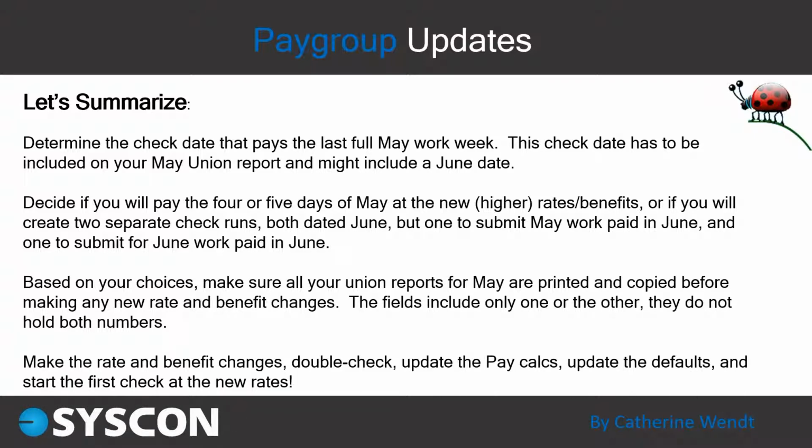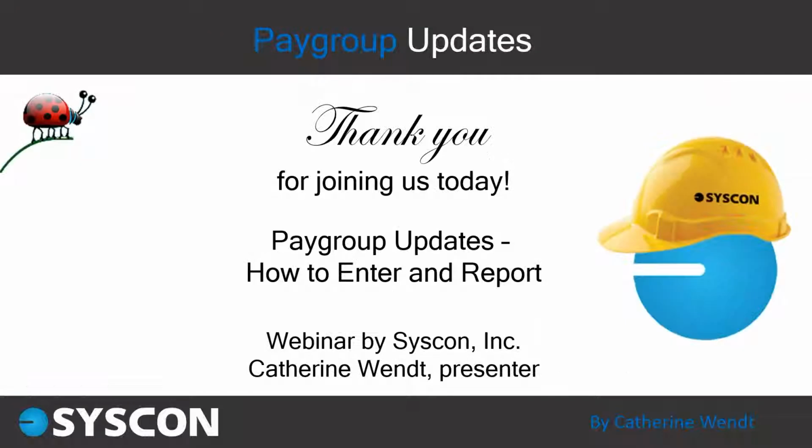Then you're going to make the rate and benefit changes, do the double check. I suggested that report as a good double check. Update the pay calcs, either drill down or go to the pay calcs themselves. Update the defaults. That means the defaults in the employee record so the hourly rate comes in, and then you're ready to create your 522 records from whatever format you have, and it will have the new default rates. So that is the end of the information about the pay group updates and all of the things to consider.